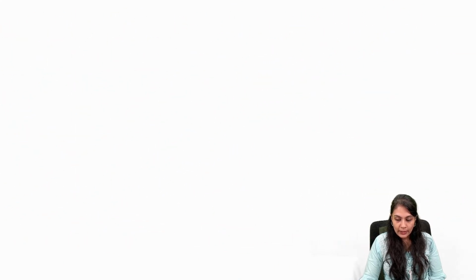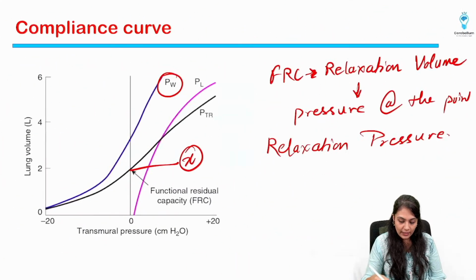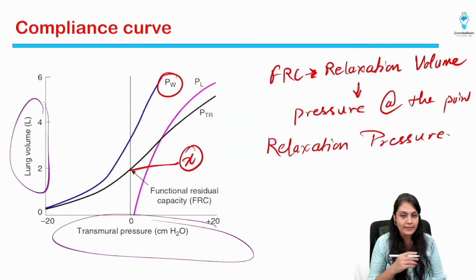Let's move on. It will take only 5 to 10 seconds to write this transmural pressure on the x-axis and volume on the y-axis, right? Because pressure and volume are important, and that's how we are going to calculate the compliance, isn't it?